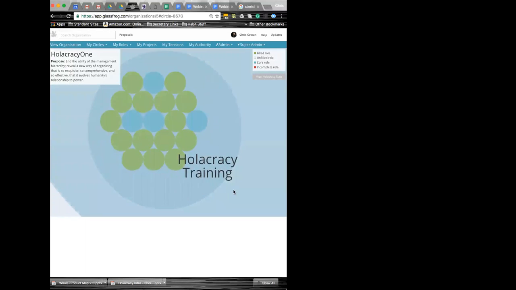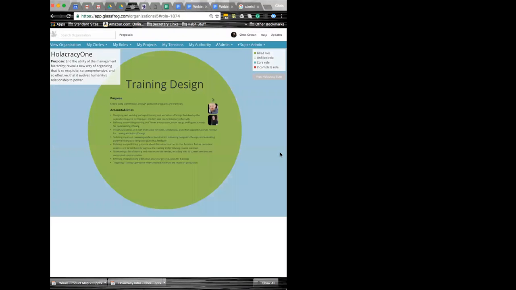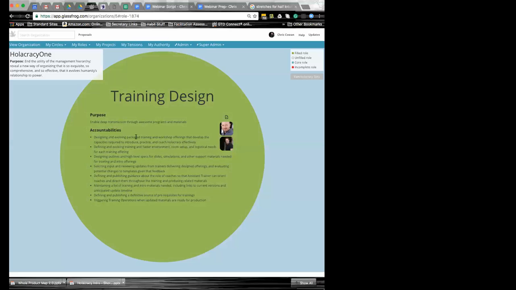So if I'm in this training circle, this again is essentially like my team, and I can look at any of these roles. Let me see if I can find one. Where's training design? Perfect. So training design, let me see if you can see that better. Here's one of the roles that I fill. Like before, enable deep transmission through awesome programs and materials, with a list of accountabilities.